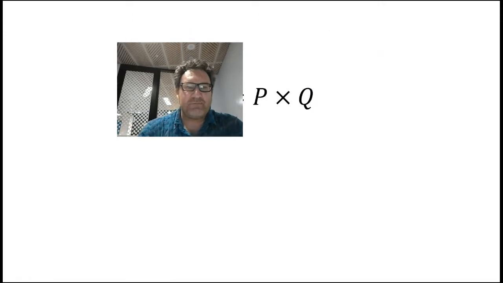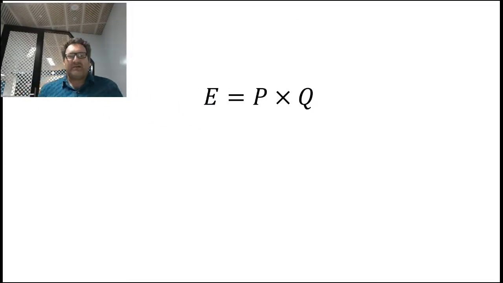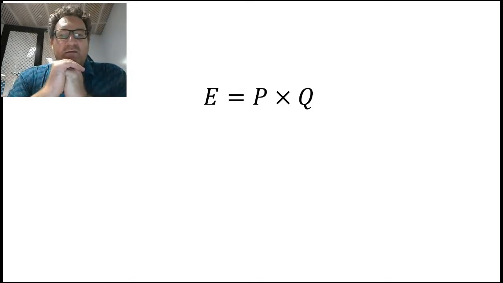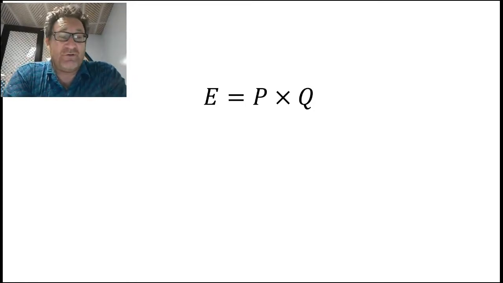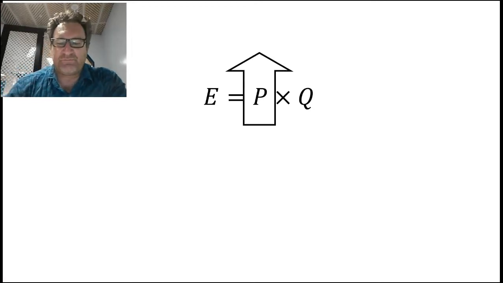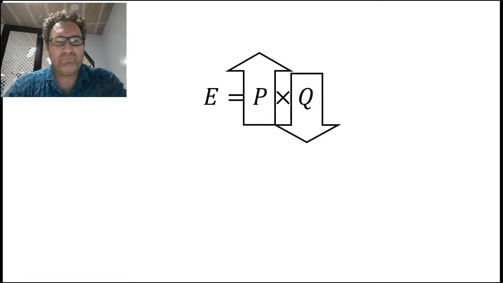Well, in order to think about that, let's write down the equation for total expenditure. Now that equation is simply going to be total expenditure equals the price of the product times the quantity purchased. Pretty straightforward. So we increase the price of the product by 1%. What's going to happen to total revenue? Well, when we increase the price, we know, according to the law of demand, the quantity demanded will fall.